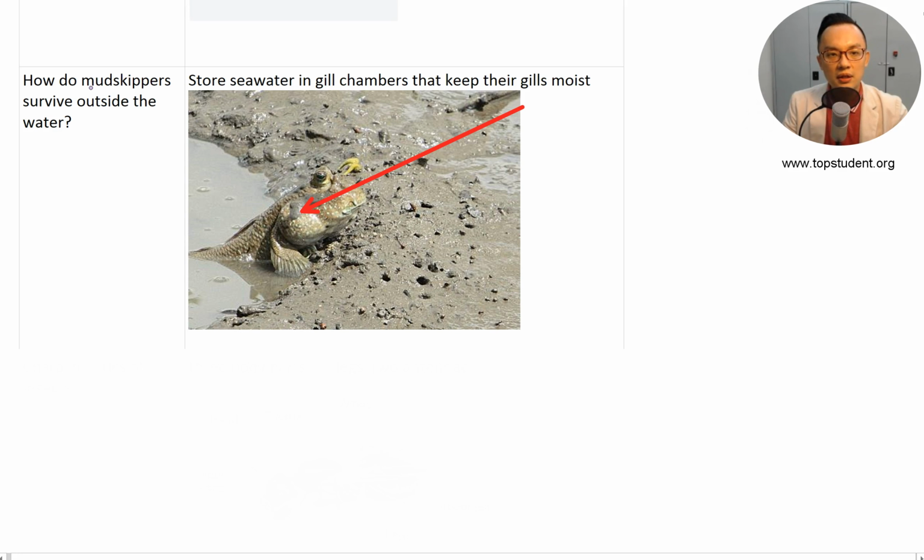Okay, so this is a question that sometimes appears. How do mudskippers survive outside water? So mudskippers are fishes. They breathe through gills. All right, so they store seawater in gill chambers that keep their gills moist. So this is the thing that stores the seawater over here. You can see the swollen part. So this is actually seawater inside, and the gills are also inside, so they breathe using this. After that, when it runs out of air, it will then go back into the water to take in more water, or to breathe in water again.